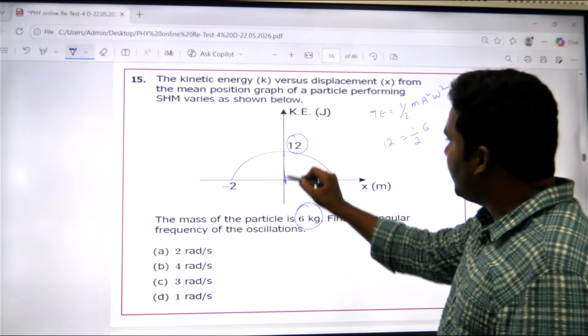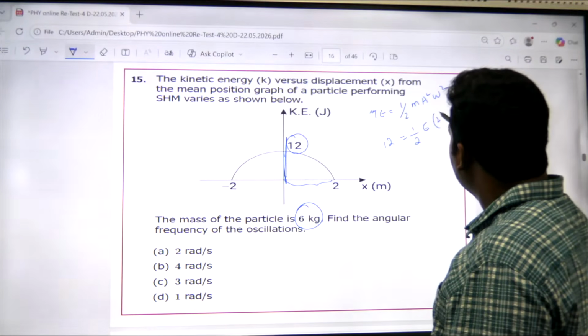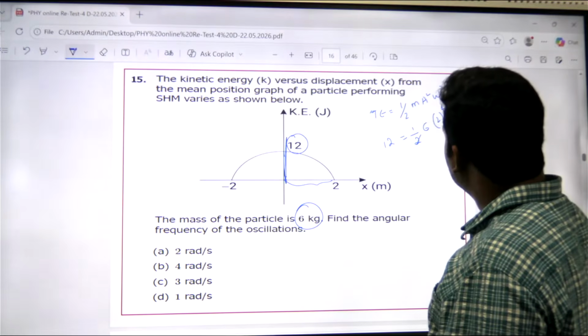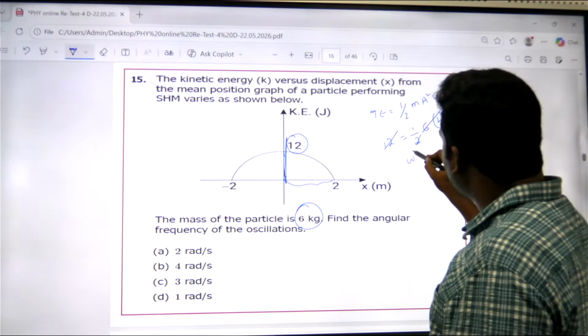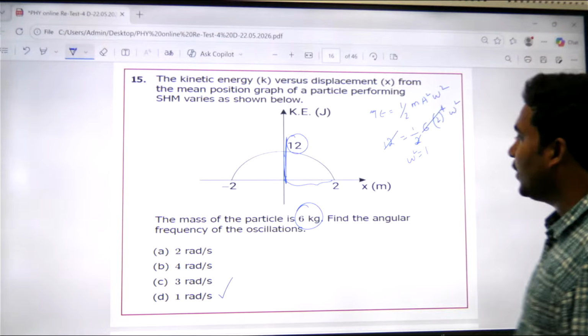What is the amplitude? This is the mean position. The amplitude is 2, so it is 2 square into omega square. So 2 and 2 get cancelled, 6 and 12 get cancelled, omega square will be equal to 1, and omega will be equal to 1. So it is option D.